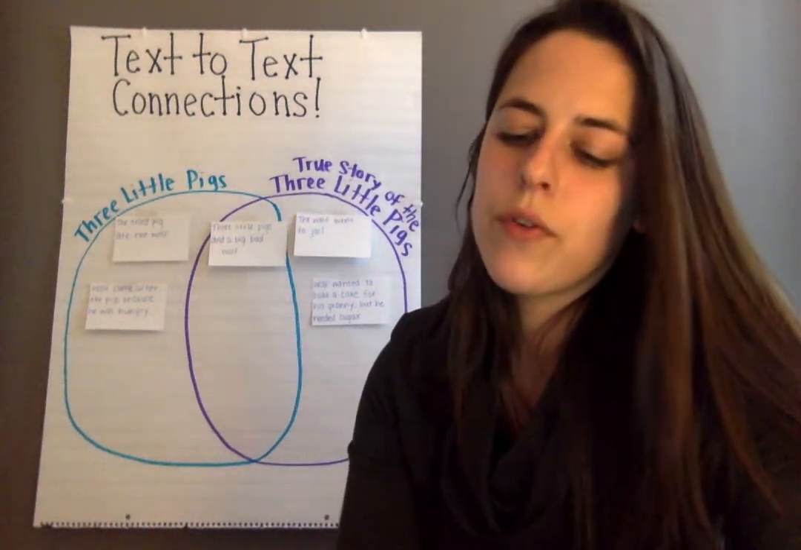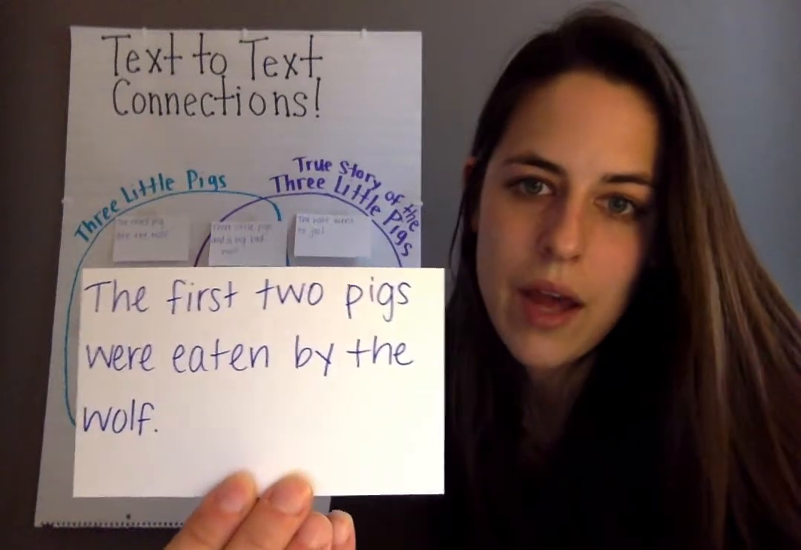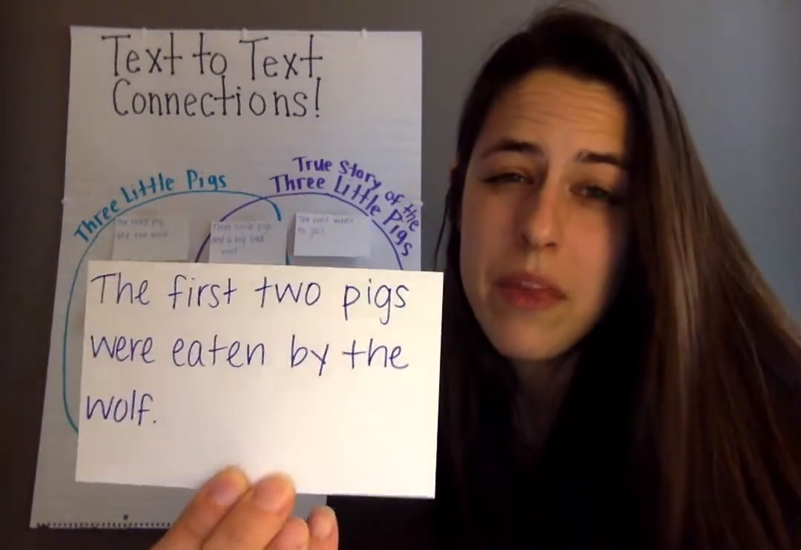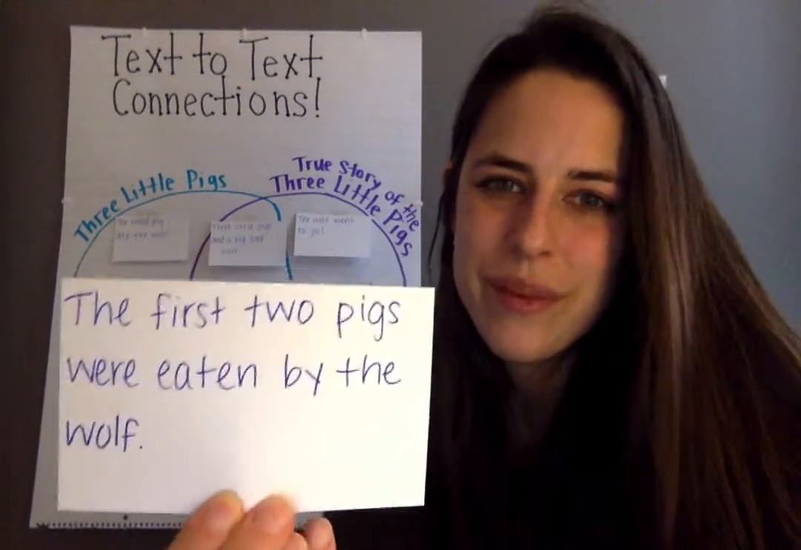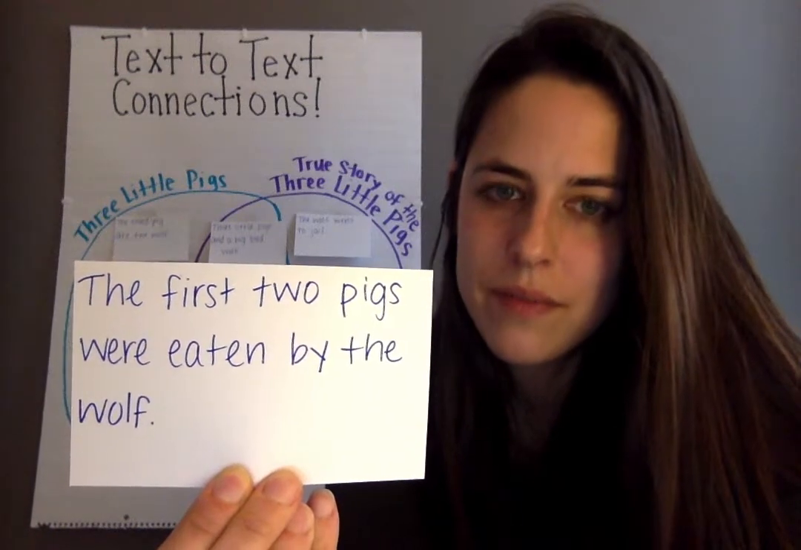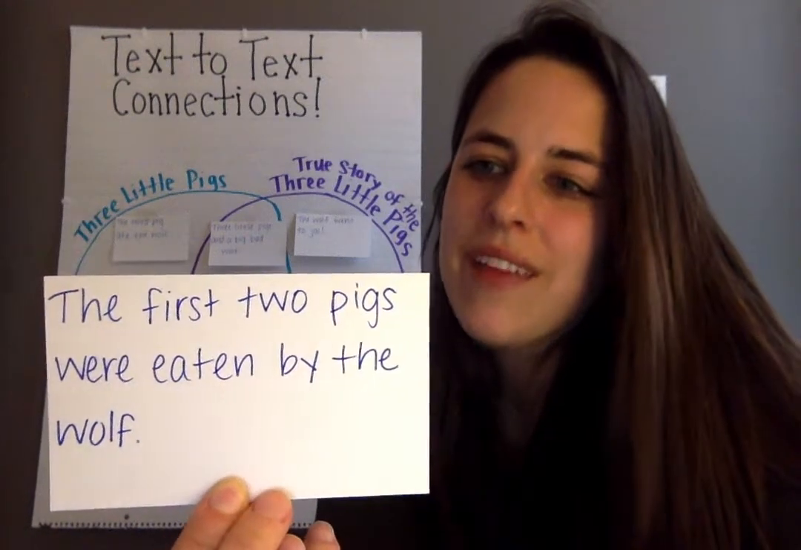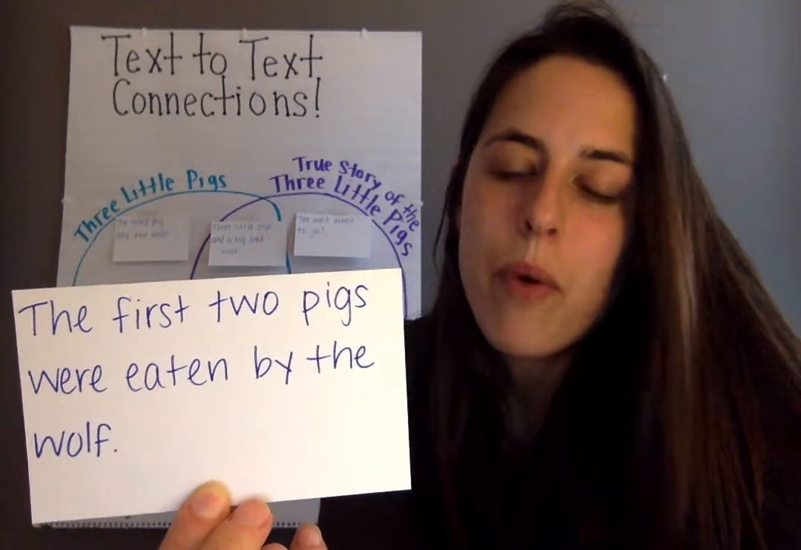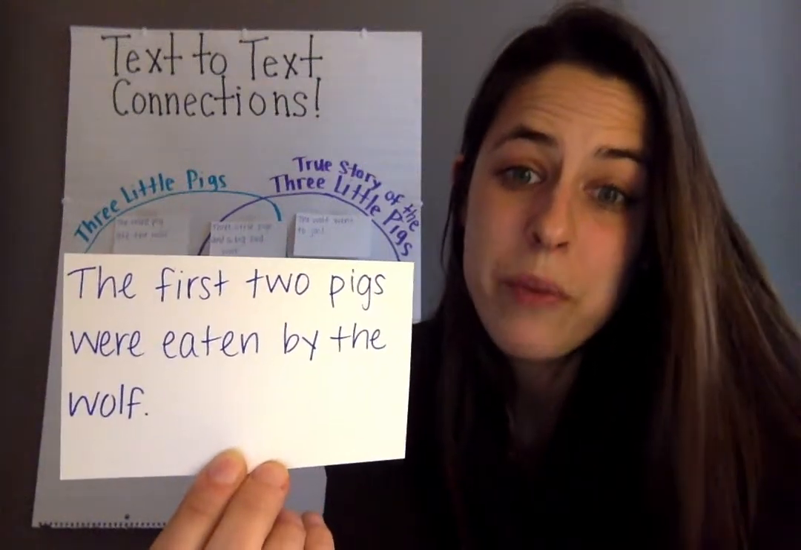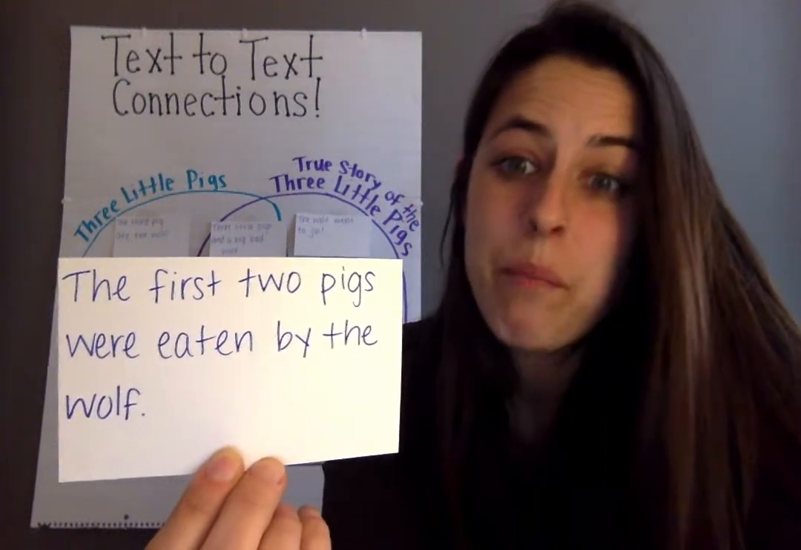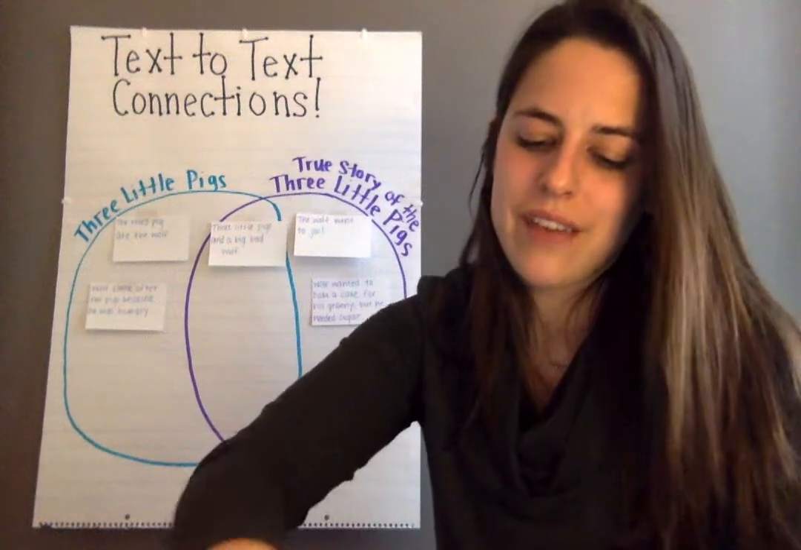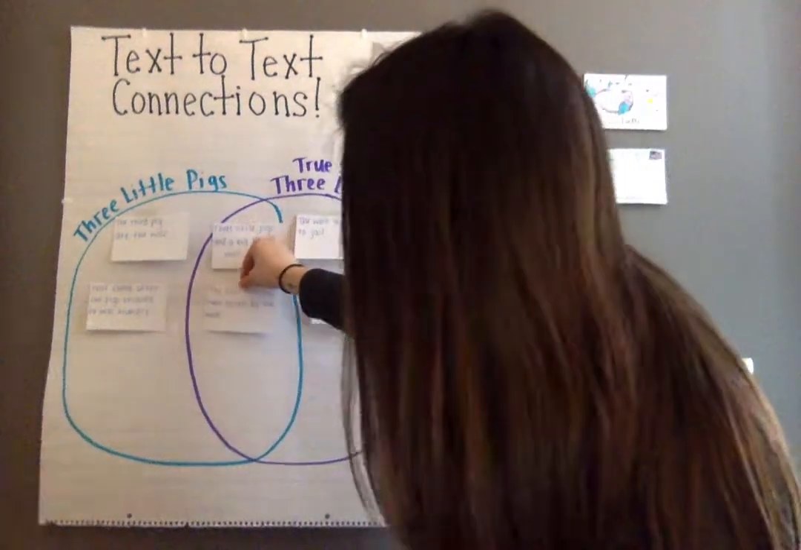Now, the first 2 pigs were eaten by the wolf. Is this a way that the stories were similar or different? Did this occur in both or just one of the stories? If you said that it occurred in both of the stories, you are correct. This is how the stories are alike. The first 2 pigs were eaten in both of the stories by the wolf. So this is another text-to-text connection. This is how they are similar.